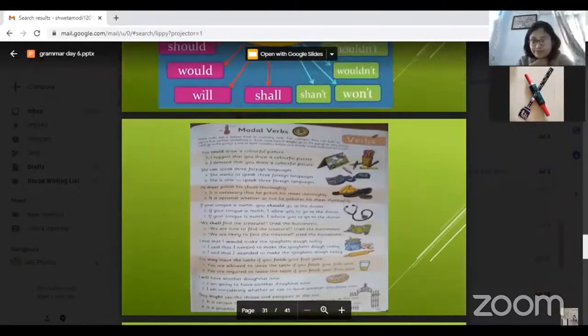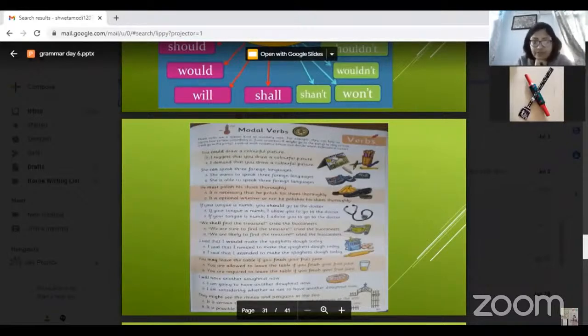You could draw. What does it mean? I suggest or I demand? Suggest. She can speak. She wants or she is able to? He is able to. Able to. He must. It is necessary or it is optional? Necessary. If your tongue is numb, you should go to the doctor. Advise or allow? Advice. We shall find the treasure. We are sure or we are likely to? We are likely to.